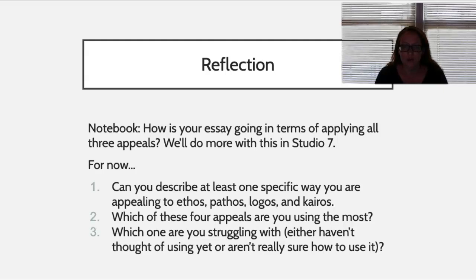So for now, can you describe at least one specific way you are intentionally appealing to ethos, pathos, logos, and kairos? For each one, which of these 4 appeals are you using the most? Which one do you feel like you're leaning on? Which one are you struggling with? Either you haven't thought of using it yet or aren't really sure how to use it. A lot of people get kind of stuck with ethos or stuck with pathos. Some people are really having trouble with their research and finding evidence for points they want to make, so getting stuck with logos. Some people get stuck trying to know if they're really appealing to kairos and making it relevant and current. So whichever one you feel like you're struggling with the most right now.